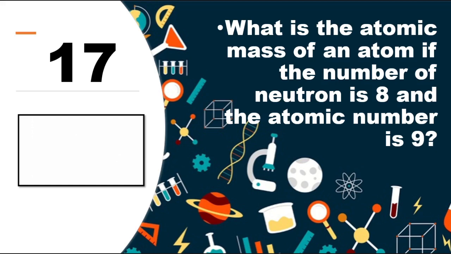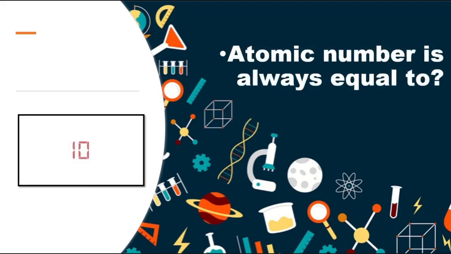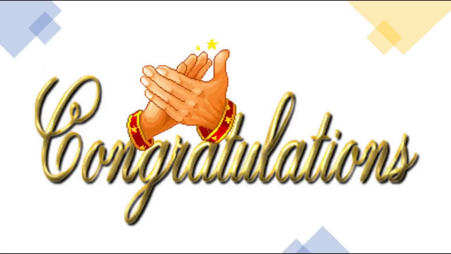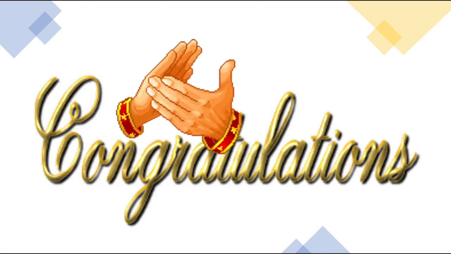And for the last number, number 3, atomic number is always equal to... The timer starts now. Alright, time is up. The correct answer is number of protons. Good job, learners! You got all the correct answers.